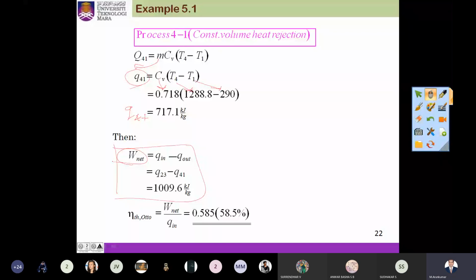Then from that we can calculate the thermal efficiency. You know the formula, that is thermal efficiency of Otto cycle equal to W net divided by Q in. Right. So we know the W net value here, and we know the Q in value from process 2 to 3. Then if you substitute, we can get the thermal efficiency of this Otto cycle as approximately 58.5%. Right. So remember that the thermal efficiency should be less than 100%. You know, from the second law of thermodynamics, there is no possibility of 100% thermal efficiency. Right. So we get the thermal efficiency of this Otto cycle as 58.5%.